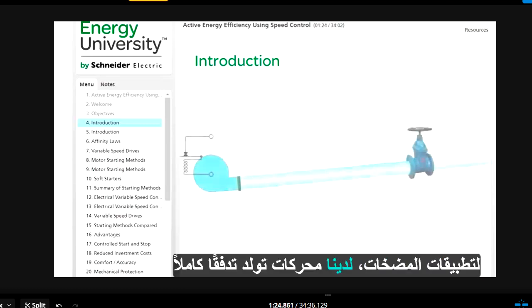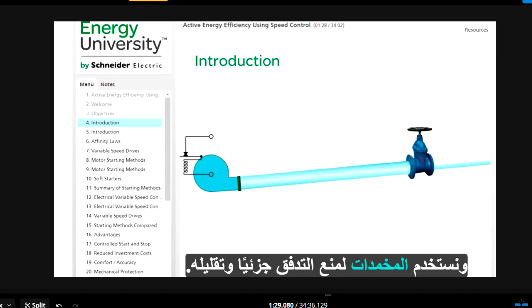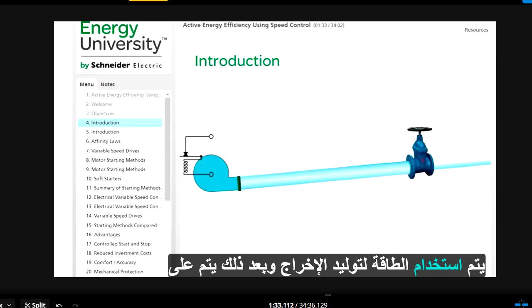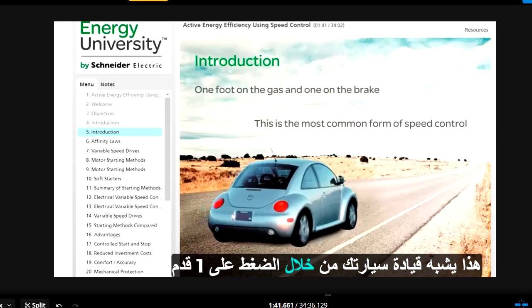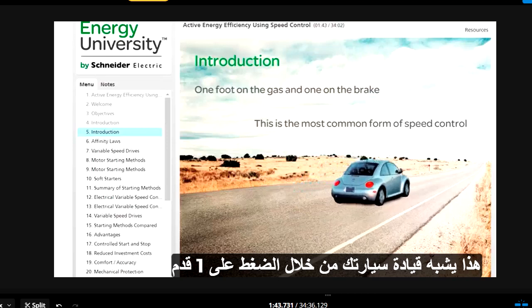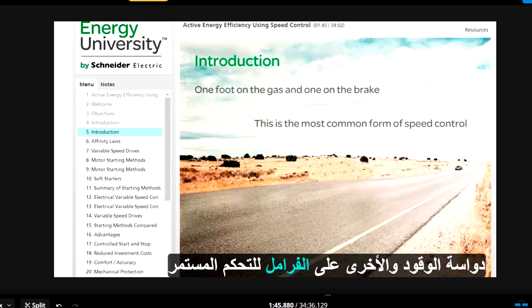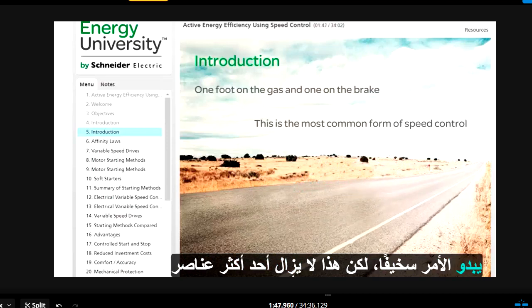For pump applications, we have motors generating a full flow of fluid, and we use valves to partially block and reduce the flow. Energy is used to generate the output, and then it is immediately thrown away. This is like driving your car by having one foot fully depressing the accelerator pedal and the other on the brake to constantly control the speed. It sounds absurd, but this is still one of the most common control methods.